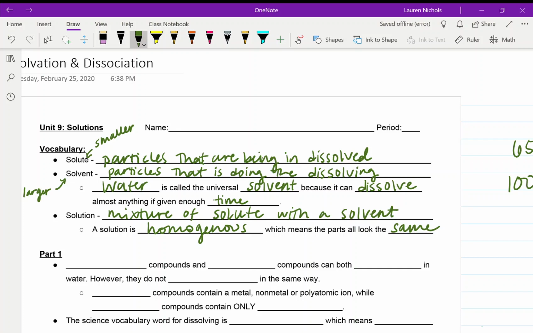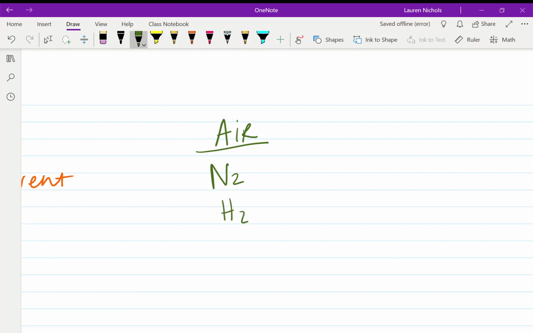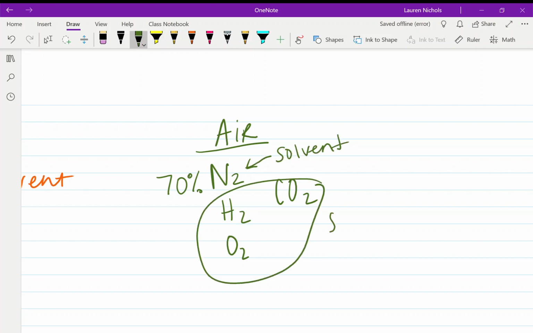Now, like we said, water is the most common solvent, but not all solutions are just liquids. For example, you could have air. Air is a homogeneous solution. It has a mixture of nitrogen, oxygen, carbon dioxide, dust, all that kind of thing. But because nitrogen is about 70%, we say that nitrogen is our solvent, and all of these other things are the solute that is being mixed into the nitrogen.